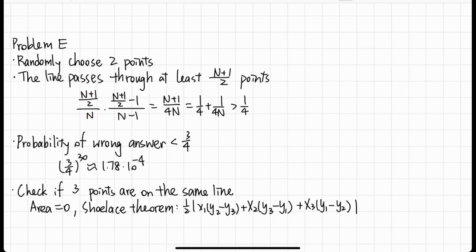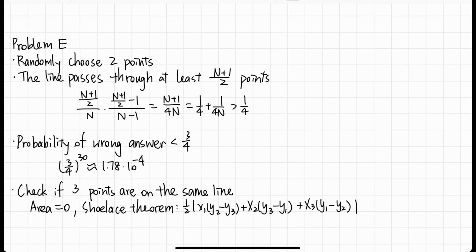And because this is without replacement, we choose another distinct point, which is n minus 1, and then n plus 1 divided by 2 minus 1. So for this, we get n plus 1 over 4n, which is 1/4 plus 1 over 4n, which is greater than 1/4. So this means that the probability of getting a wrong answer, so the probability of not finding this line on a specific try, is less than 3/4.